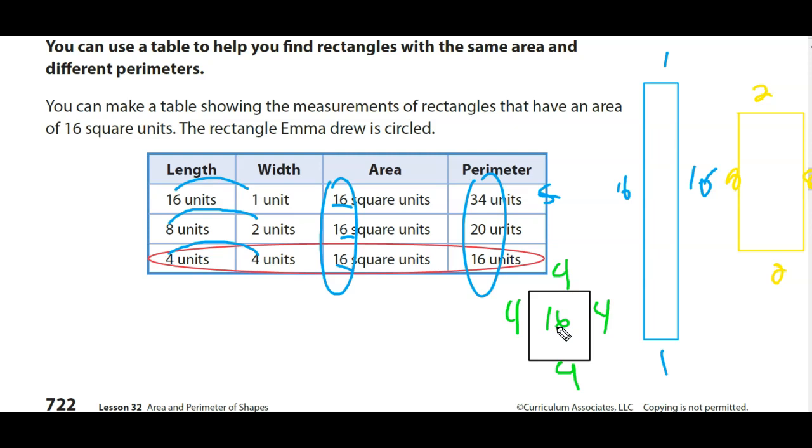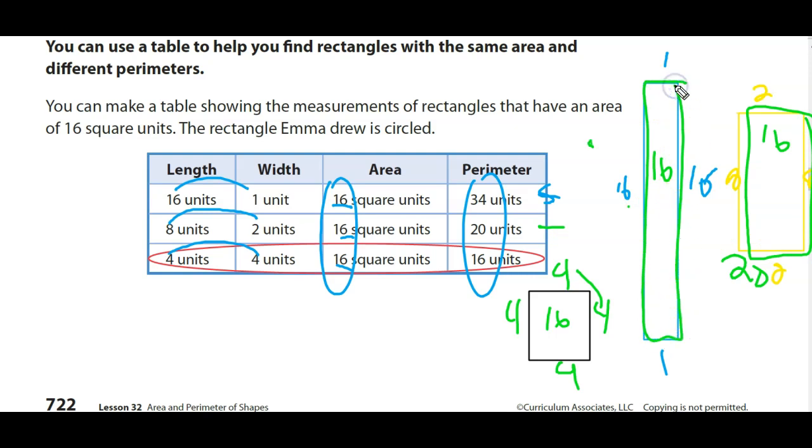That would be the perimeter. Okay, so at different perimeters, but the same area. Because 16 times 1 is 16, 8 times 2 is 16, and 4 times 4 is 16. But each one of those has a different perimeter. The one that has 8, this one, if I add all these sides together, I get 20. If I add all these sides together, I get 34. And if I add all these sides together, I get 16. So as you can see, they have different perimeters, but they have the same area.